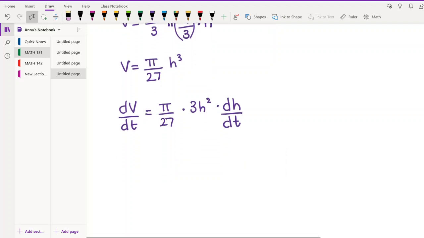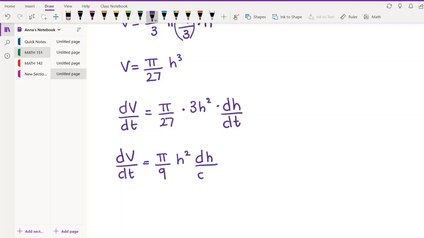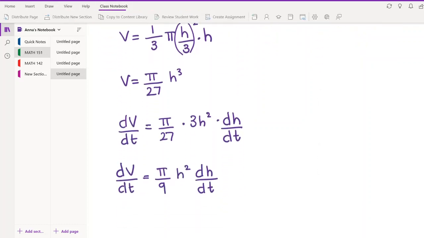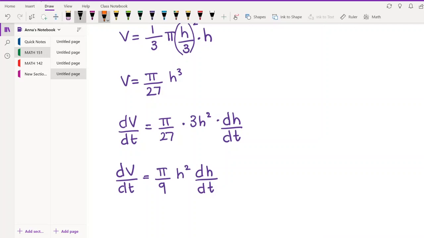And we can simplify this a little bit because of the numbers involved here. So 3 and 27 can be simplified, and we get pi over 9 times h squared times dh/dt. Okay, so once you're totally done taking the derivative, that's where you can start thinking about plugging stuff in. We know what dV/dt is, we are looking for dh/dt, and so the one thing remaining to plug in is this h. We need to know what h is.